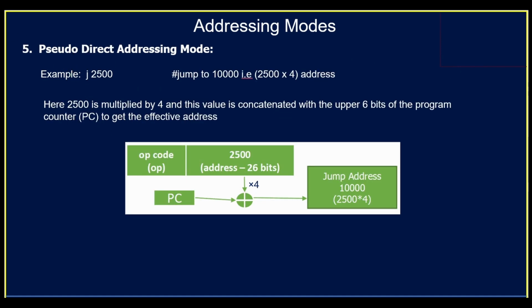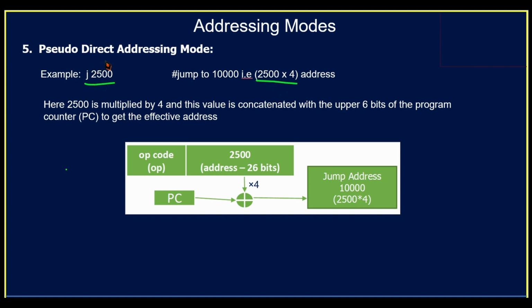Next one is pseudo addressing mode. It is very simple. J 2500, jump 2500. Where you have to jump? In the previous case, it was a conditional jump. But here, you are directly giving the address where the execution should go. That is given by the instruction directly. Jump 2500. What will happen here? This is the current instruction. The processor will jump to 2500 into 4.